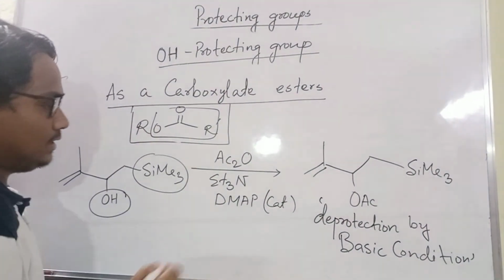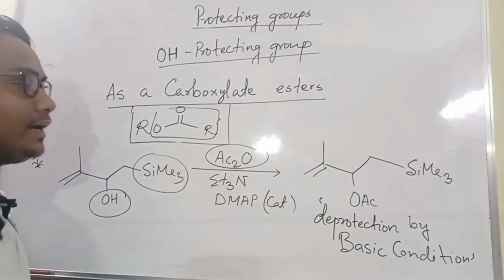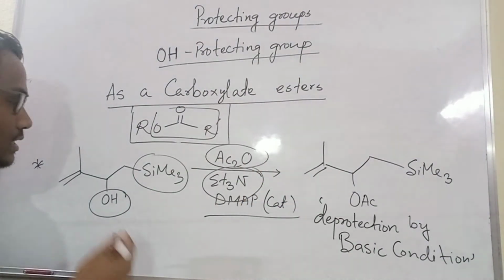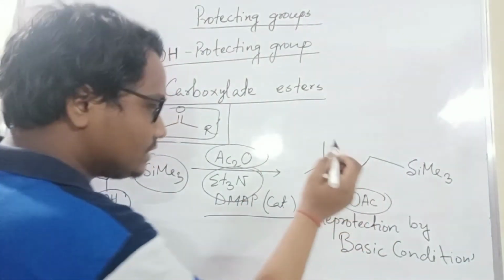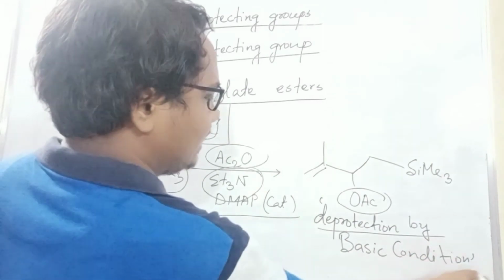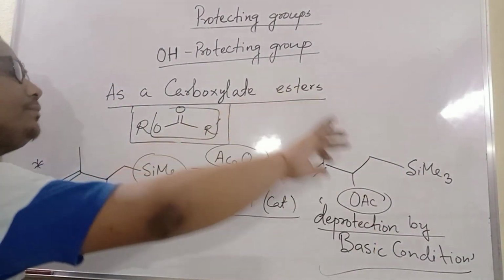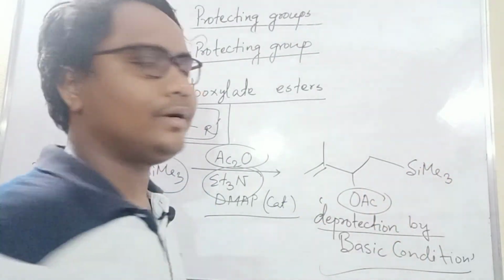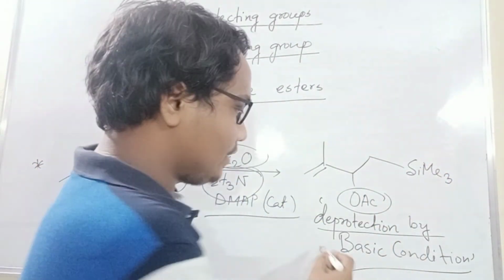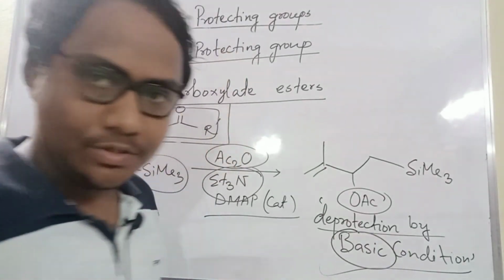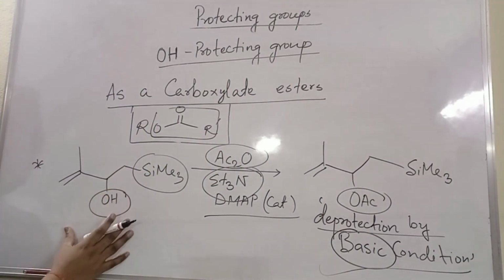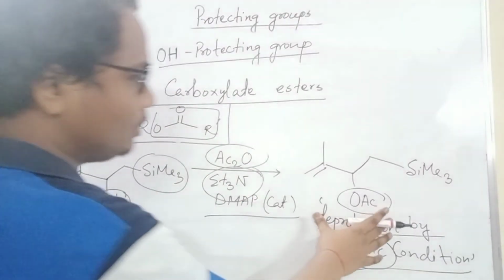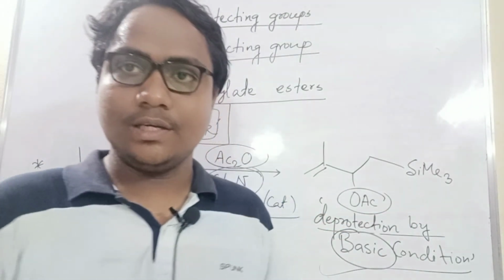See here Ac2O, acetic anhydride, you already know these things. Triethylamine and DMAP are used as a base and a catalyst. So you will get this OAc. This OAc you protect under basic conditions, and it gives back the OH group. After that, you will deprotect by base condition. That's why I wrote basic condition. Understood? You form the acetate from acetic anhydride, and then you deprotect it. That is the main point.